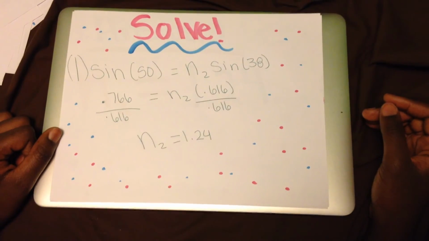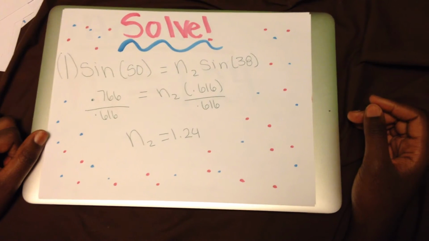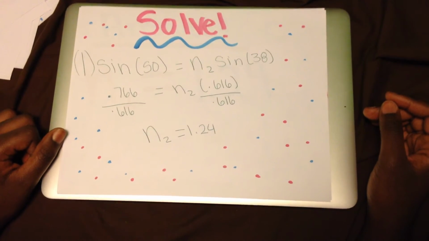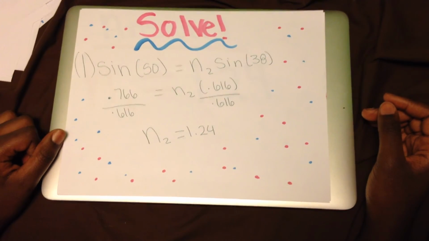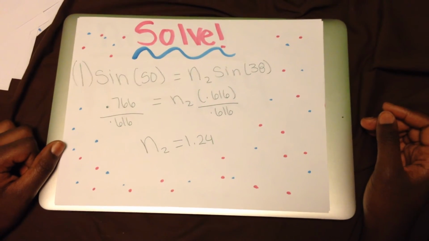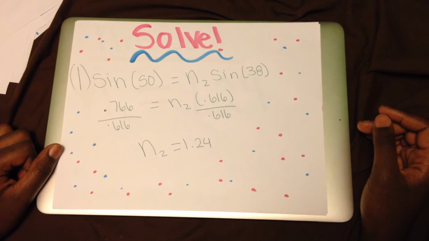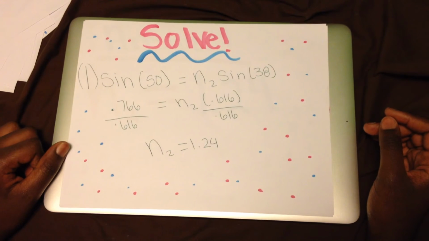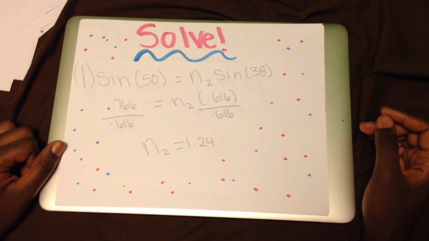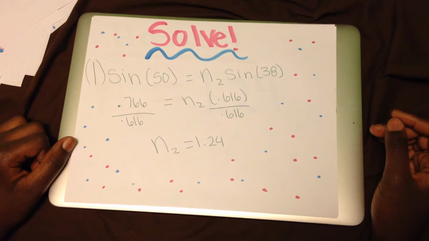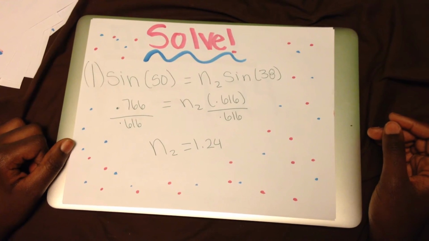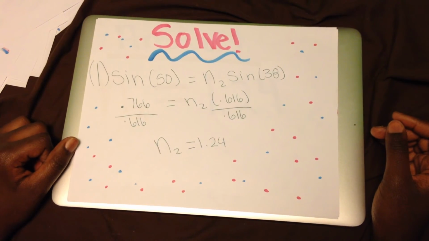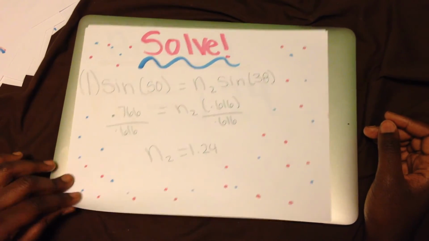Now we solve. But first, make sure your calculators are in degree mode. With that, type into your calculators 1 sine 50, and you get 0.766. Then also type into your calculators sine 38, since we don't know what n2 is yet, and you get 0.616. In order to isolate the variable n2, divide both sides of the equation by 0.616. And with that, you conclude with n2 equals 1.24.